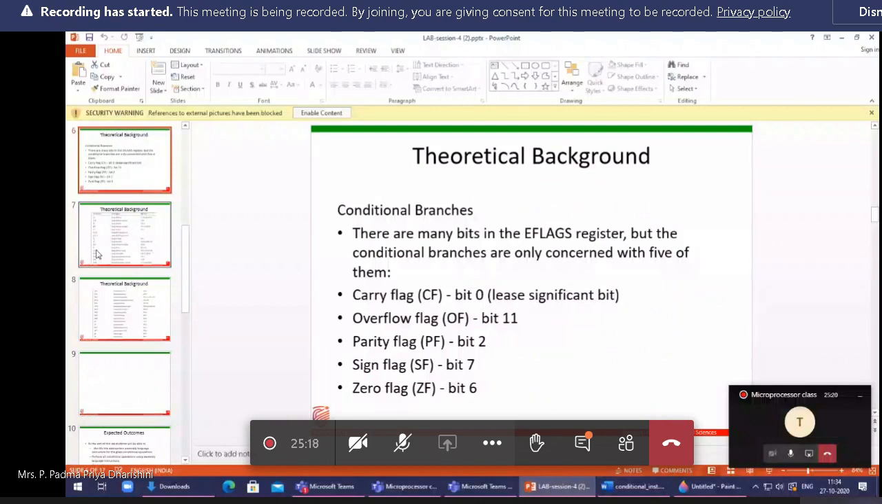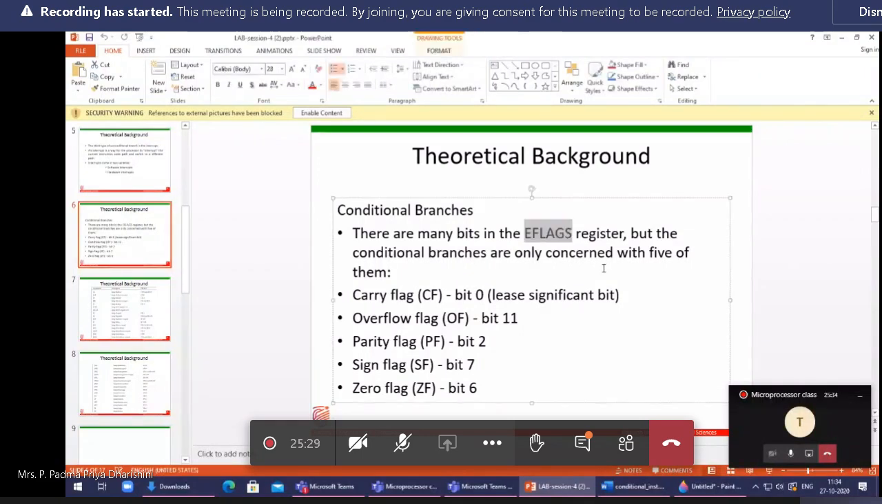Okay. So the conditional branches, there are many bits in EFLAGS. So where are these flags stored? It is stored in the EFLAGS register. There are many bits in the EFLAGS, but we are really interested in only these five. First is the carry flag, next is the overflow flag, next is the parity flag, next is the sign flag, and next is the zero flag.